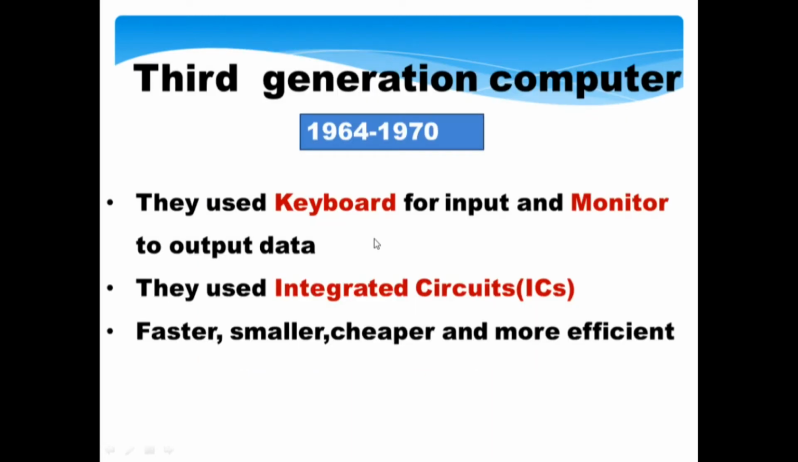And next is third generation computers. In third generation computers they used keyboard and monitor, and also used integrated circuits or ICs as electronic components. Third generation computers were faster, smaller, cheaper and more efficient compared to first and second generation computers.